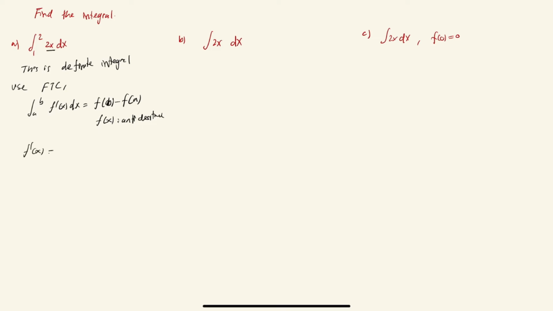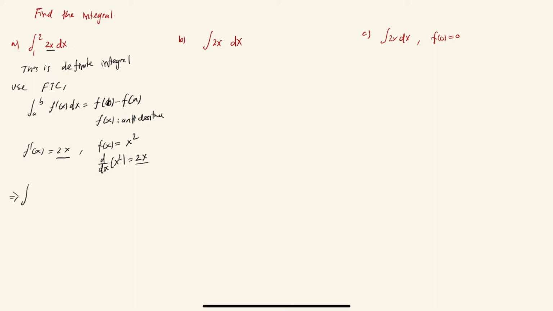Here we have this function 2x. This is f prime of x, so we're going to ask ourselves this question: what is the function that when we take the derivative of it is going to result in 2x? That function is going to be x squared. So the derivative of x squared is 2x.